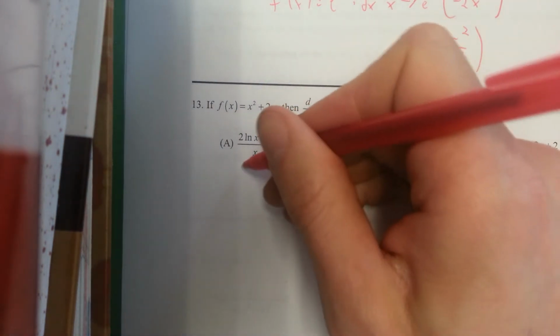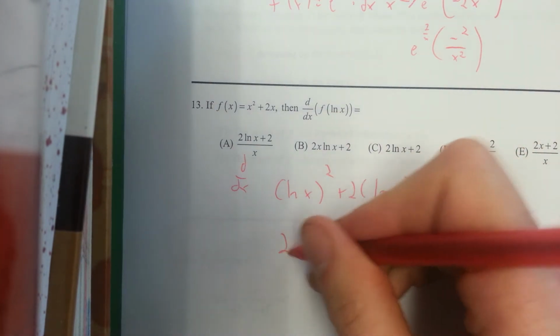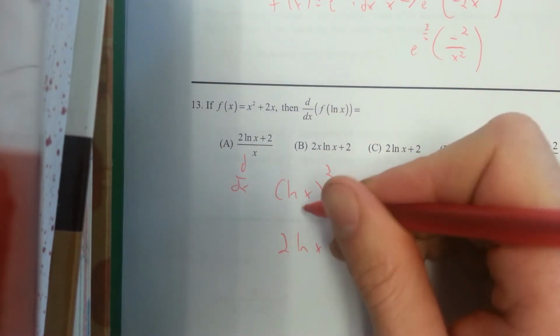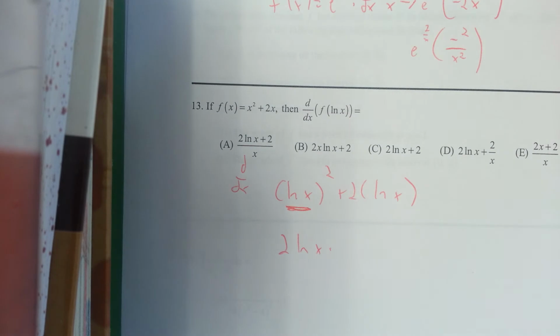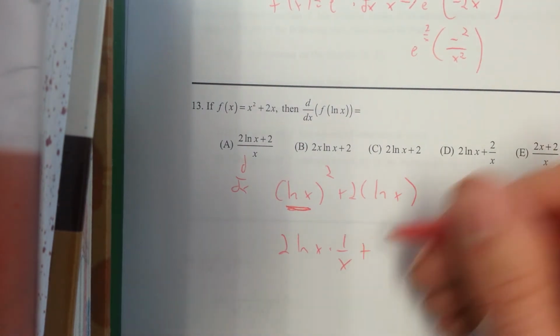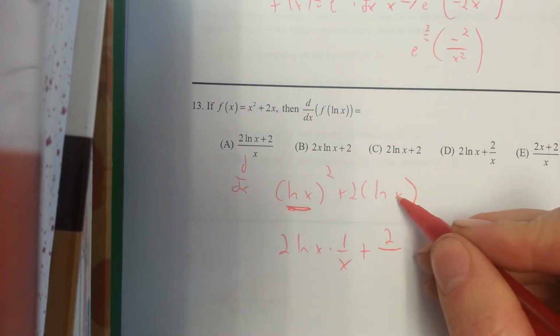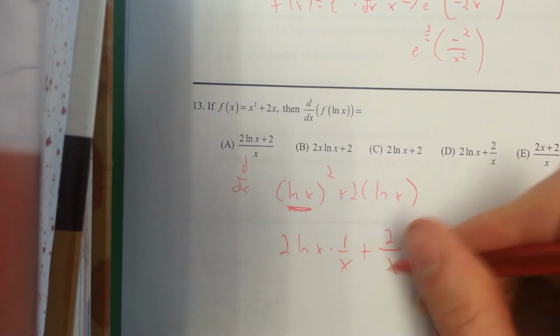Now we need the derivative of this entire thing, okay? This is kind of a chain rule situation. So the 2 comes down, becomes 2 natural log of x, times the derivative of the inside. You have to know that the derivative of the natural log of x is 1 over x. You just have to know that. Now over here, plus 2 times the natural log of x, so it's plus 2 times the derivative of the natural log of x, which is 1 over x, so this becomes 2 over x.